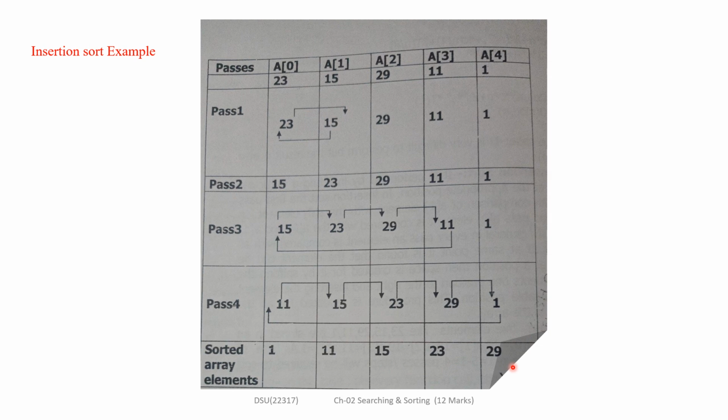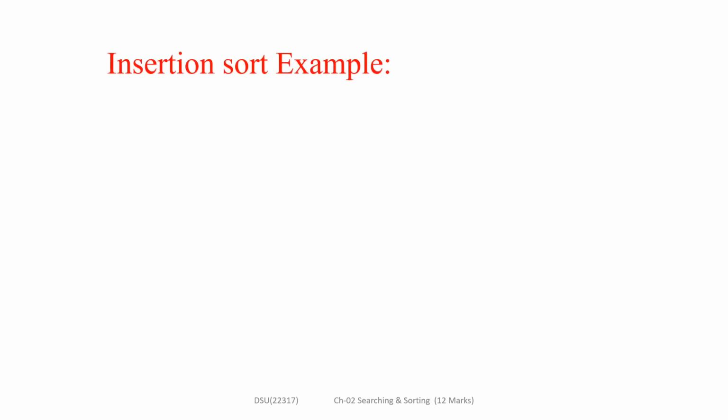That's why it is called insertion sort: as the condition is true for the particular comparison, we have to insert the element at that particular position and the remaining elements are moved to the right position. In this way we can get the sorted array element list.